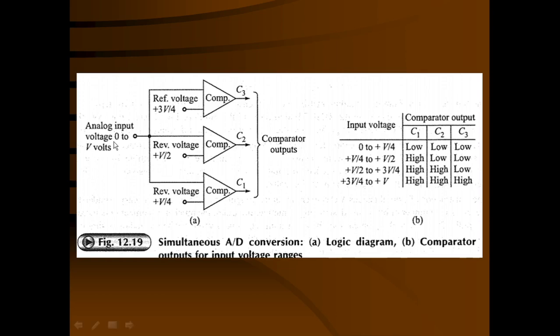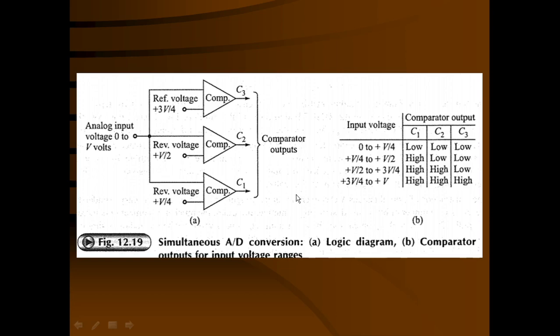If the analog input voltage is in the range from +V/4 to +V/2, then what happens? The first comparator C1 is going to be turned on, and its output C1 is going to be high, C2 is going to be low and C3 is going to be low. But if the analog input voltage is in the range +V/2 to +3V/4, then C1 is going to be high, C2 is going to be high, but C3 is still going to be low. And similarly, when the input voltage is in the range +3V/4 to +V, then the outputs of C1, C2 and C3 are all going to be high.